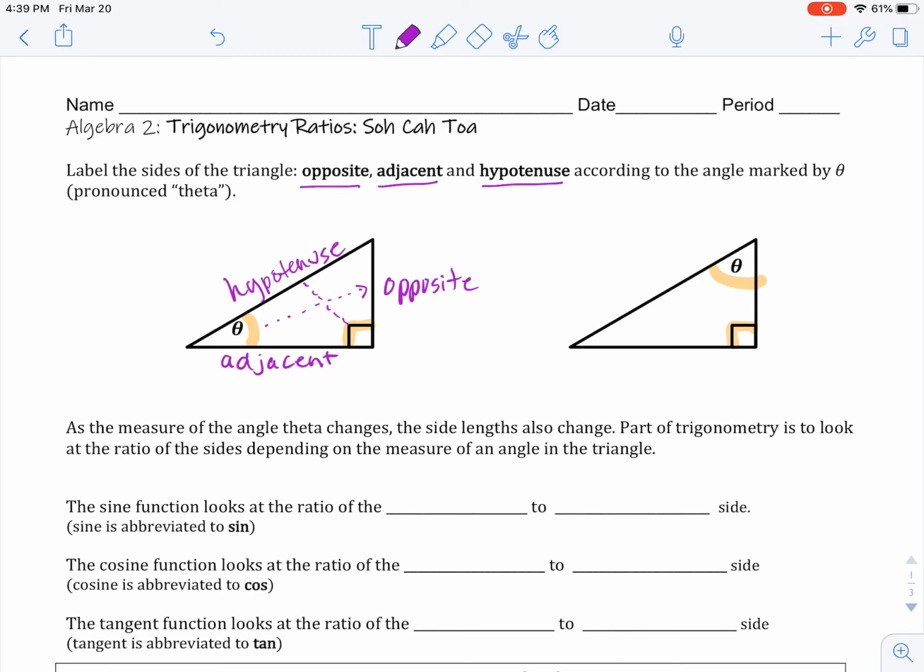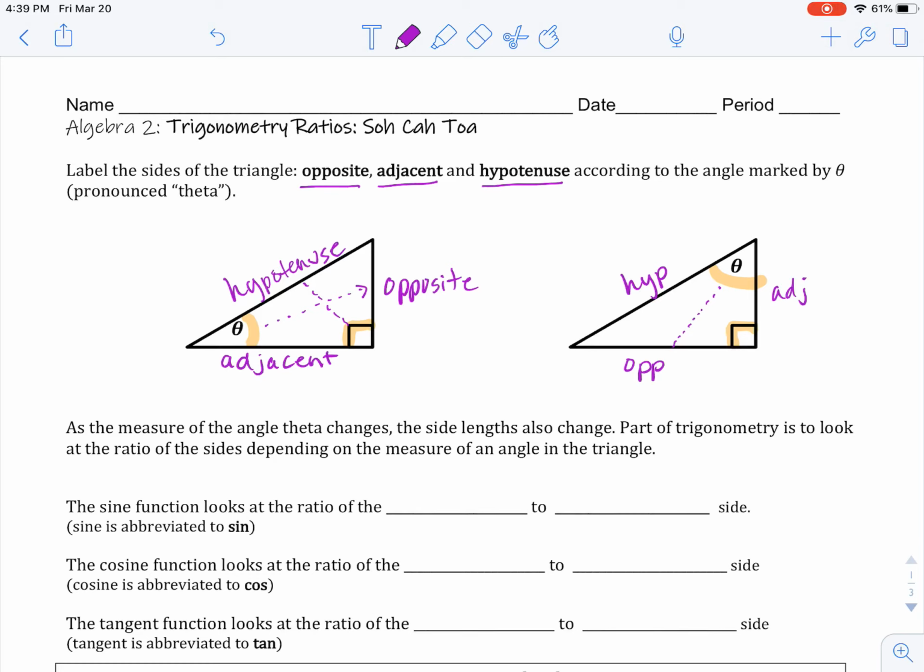In the other triangle, again, across from the theta is the opposite side. I'm going to abbreviate here. Next to it would be the adjacent. And across from the right angle is always the hypotenuse.